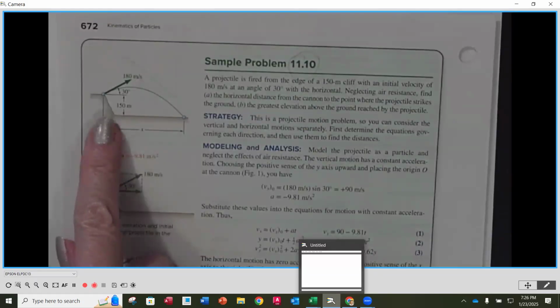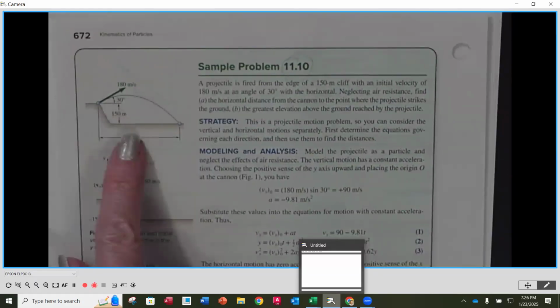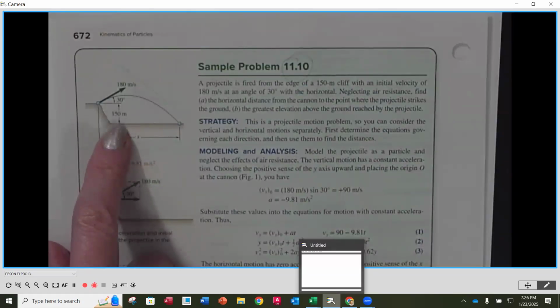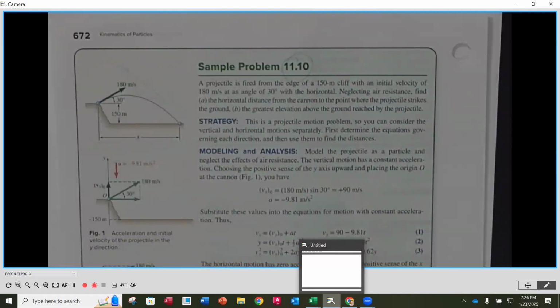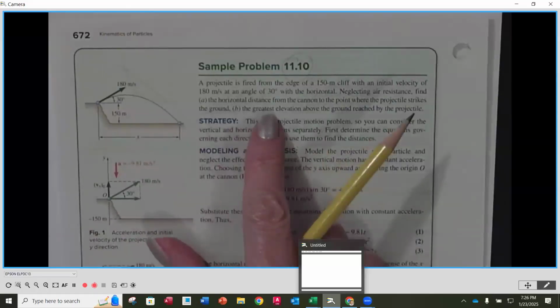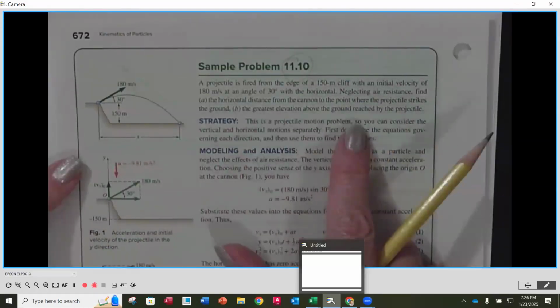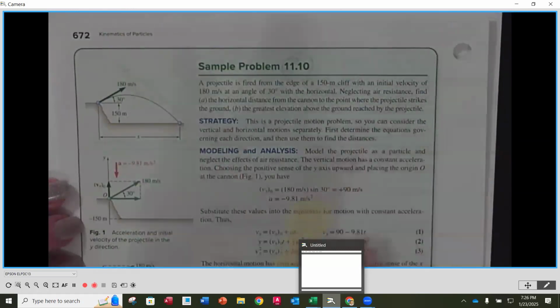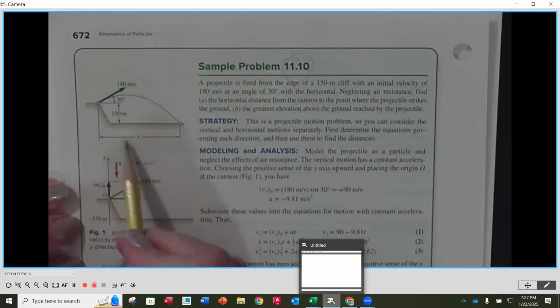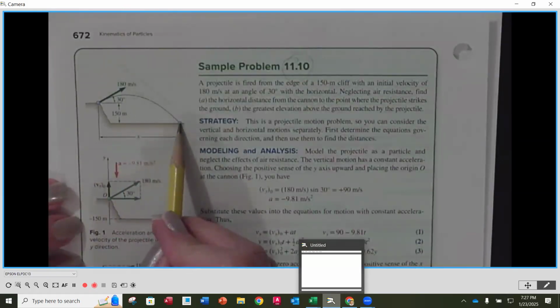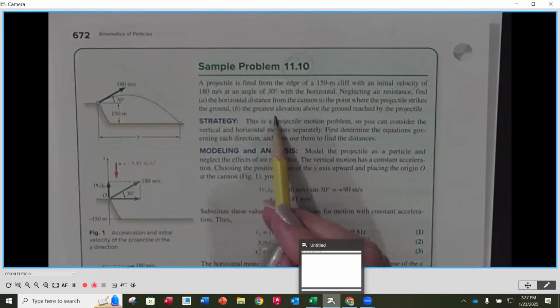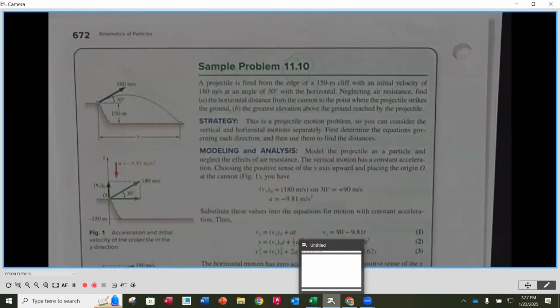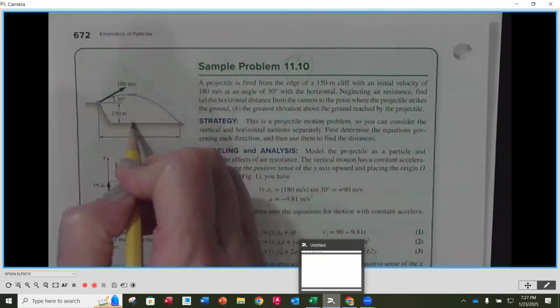So over on the left-hand side here, we have a projectile fired from the edge of a cliff that's 150 meters from the bottom of a canyon. Its initial velocity is 180 meters per second at a 30-degree angle, as we see there. Neglecting air resistance, find the horizontal distance from the canyon to the point where the projectile strikes. So from here, we want the horizontal distance to where it lands down here. And then we also want to get the greatest elevation above the ground that is reached by that projectile. So what is this point from here down to here?